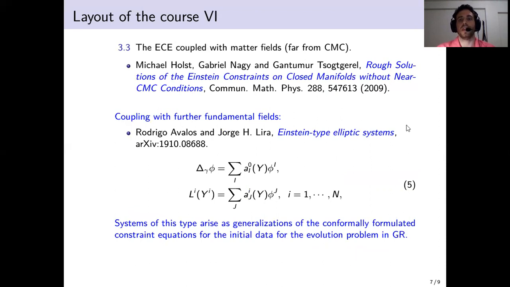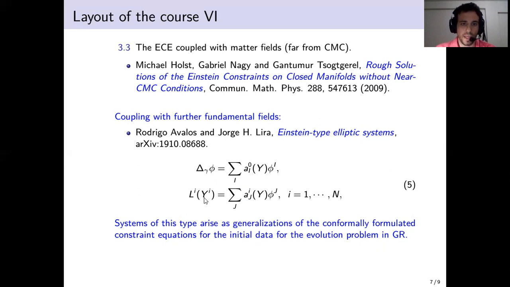And for phenomenological sources, we have this other foundational paper by Michael Holst and his colleagues. We will present this, and further, the idea is to end this chapter commenting on a recent paper written by myself and Professor Jorge Lira concerning these Einstein-type elliptic systems, which are systems of elliptic PDEs that look roughly like this. These are very broad generalizations of the kind of systems that I showed you above.